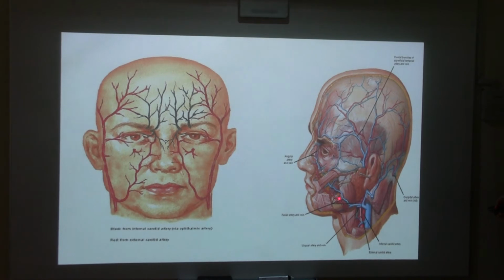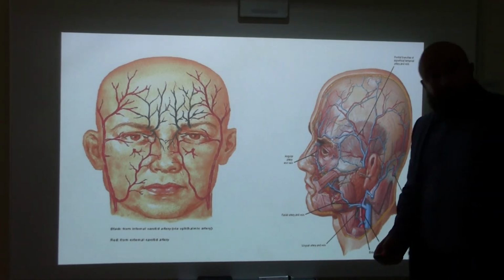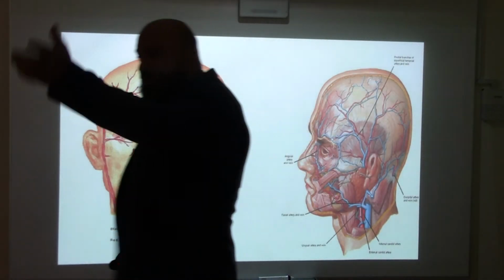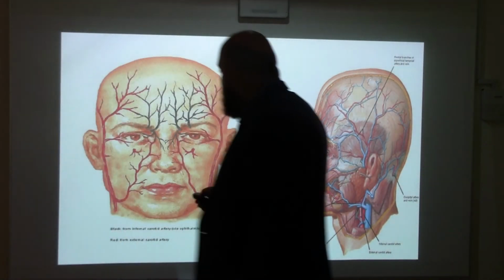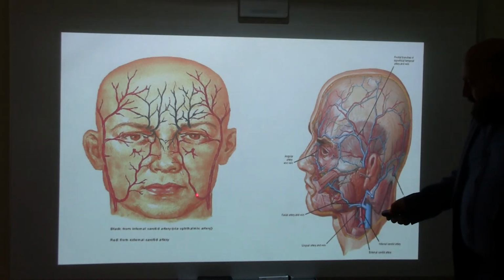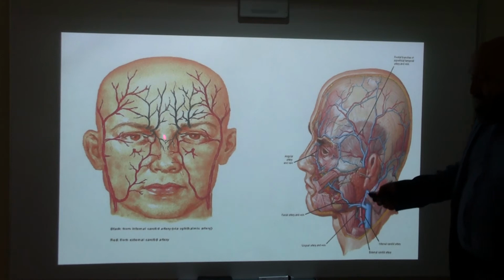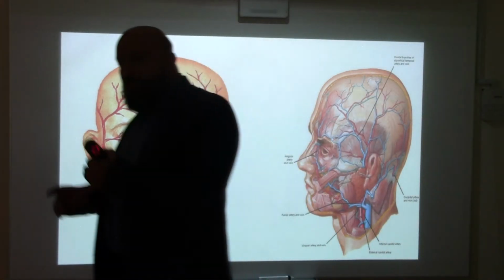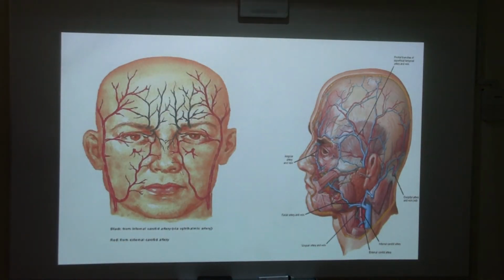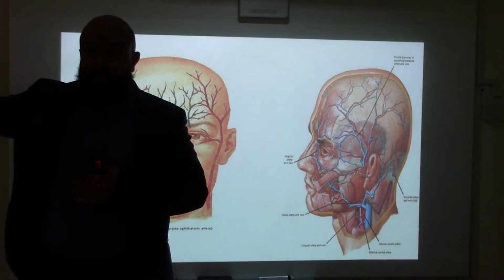This artery is a branch of the external carotid. We call that the angular, which is continuation of facial. So this is a branch of external. So this area is very important. Number one, it provides anastomosis between the internal and the external.